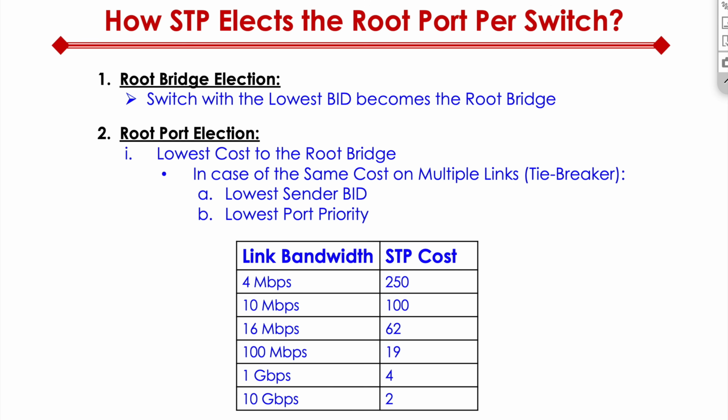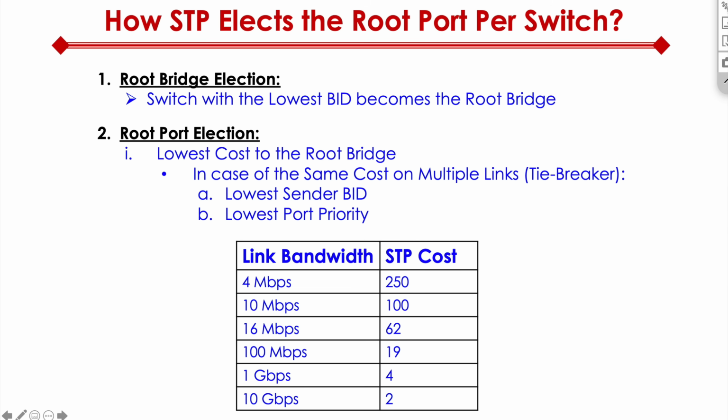That said, as I mentioned, there's an inverse relationship between bandwidth and cost. For example, a 10 meg link is 100 in STP cost, but a 100 meg link is 19. A gigabit Ethernet link is 4, and a 10 gig link is 2, which means the lower the STP cost, the better and the more preferred the link is.